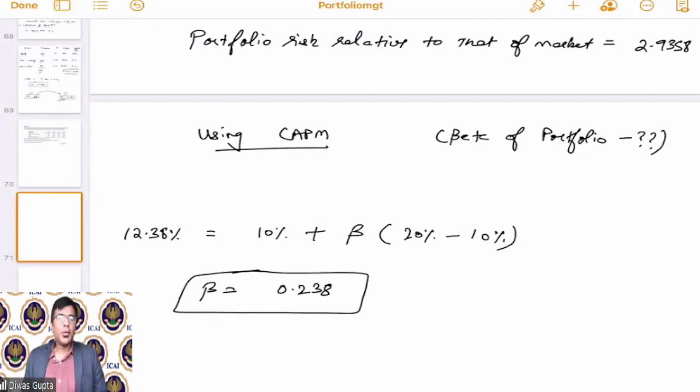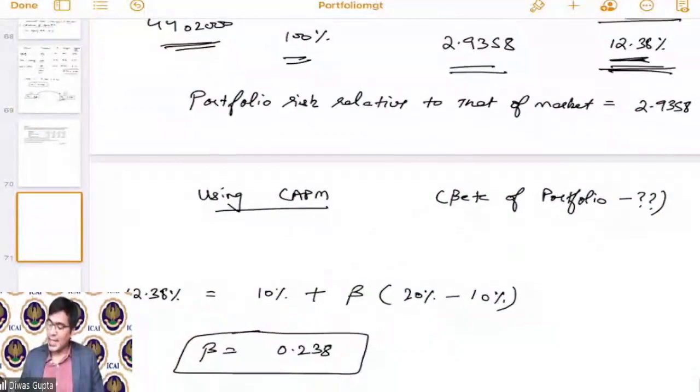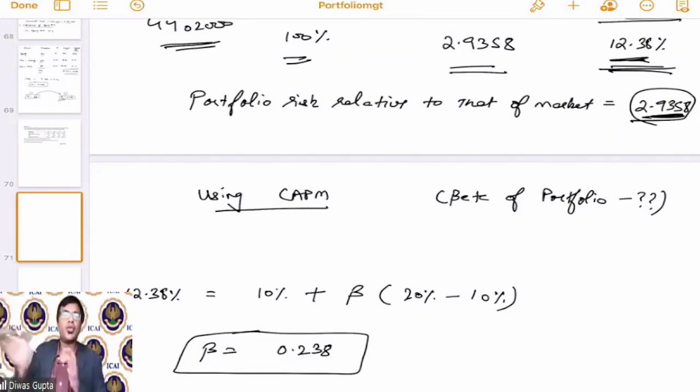So now 0.238 beta. See, now here is the catch. For earning 12.38 percentage of the return, your implicit beta or your implied beta should not be more than 0.238. But actually the beta that you're carrying is 2.9358, which is very, very high. Correct. So either you have to reduce your beta, or for the same level of beta you have to earn higher to compensate for the higher loss. Correct. Either of the two things.